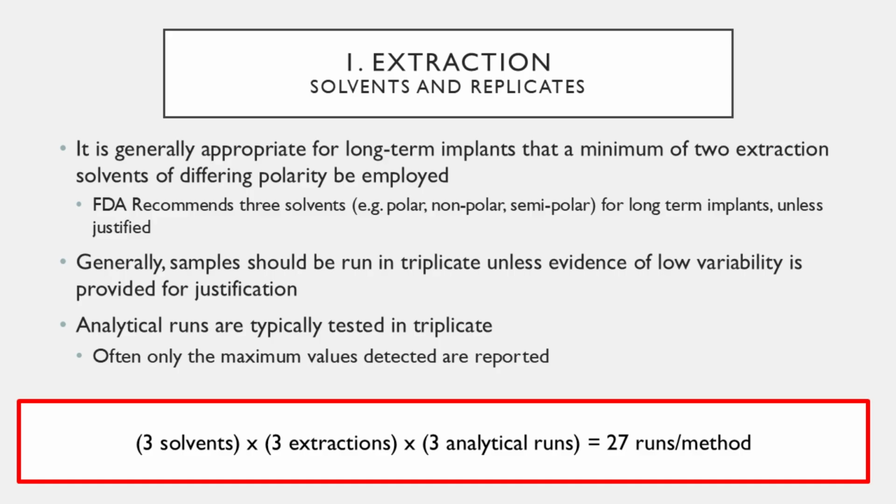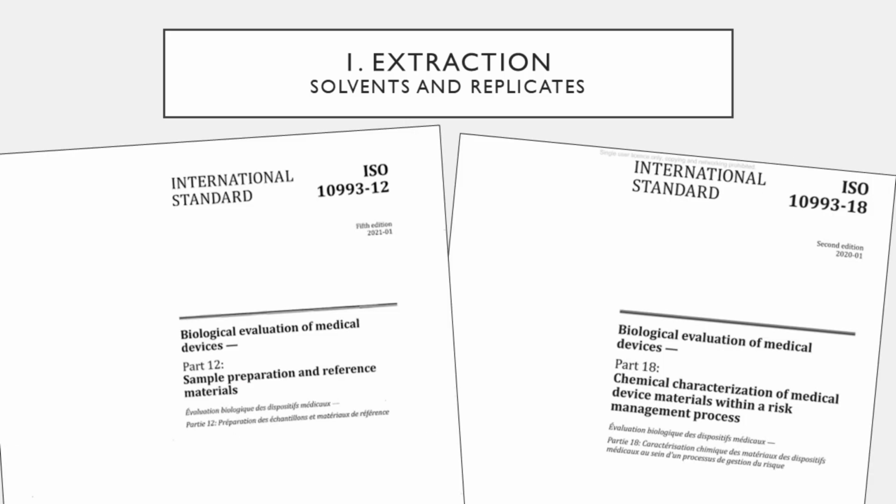Now, that's almost as much as the dash 18 standard covers on the extraction part and the sample prep. The reason why is that there's actually a whole other standard that simply talks about the sample preparation and how to do these steps in the first place. And that's governed by the dash 12 standard, which talks about sample preparation and reference materials. So we'll actually switch over to this and talk about it for a little bit in order to understand a little bit more how we're going to actually run these samples.